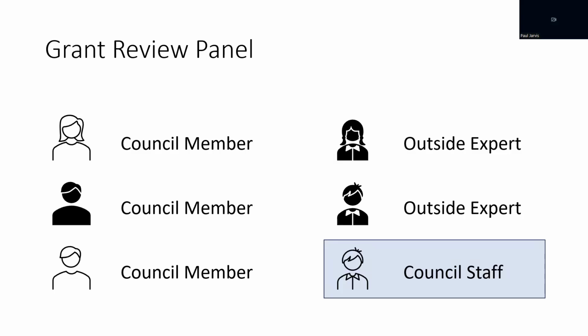Now, let's talk about how the grant review panel will occur. Each grant review panel will be made up of 3 council members and 2 outside reviewers. The panel will be chaired by a council staff person who will help the panel follow the grant review process.